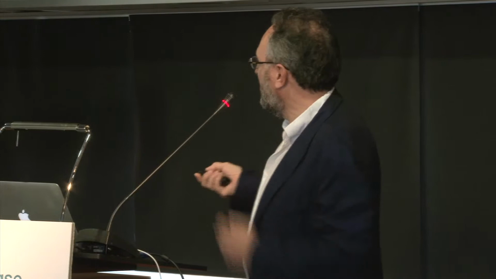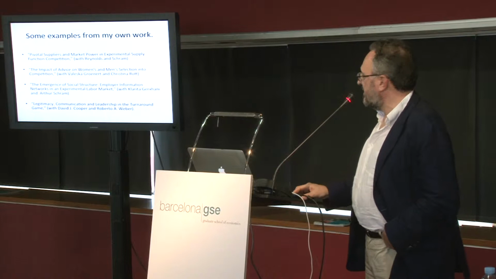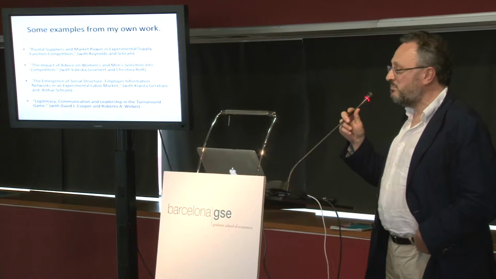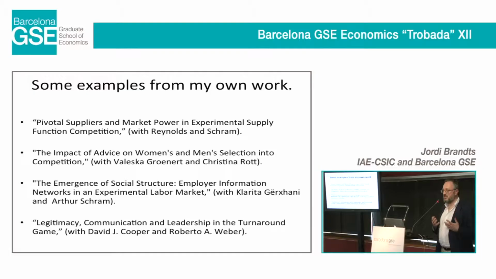Now, let me be a bit self-serving here and use the opportunity to go over some of the things that I've done, and it helps also a bit to relate to what I just said. The first thing on the screen is this paper on pivotal suppliers and market power in experimental supply function competition. So what is this? Well, this is a study of a market, which is really supposed to be like an electricity market. And the issue is to see the influence of pivotal suppliers.